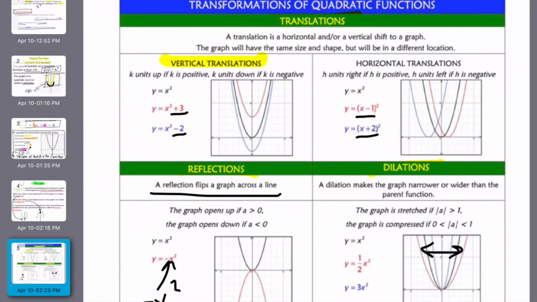That only happens, it either gets bigger or smaller by whatever number is being multiplied, by whatever our a value is. The graph is stretched if our a value is greater than 1, as in if the absolute value of a, so it could be like -5. The absolute value of -5 is still 5. So our graph is going to be stretched, but it's also going to be down, okay? And the graph is compressed, as in squished together, if it's a number between 0 and 1.